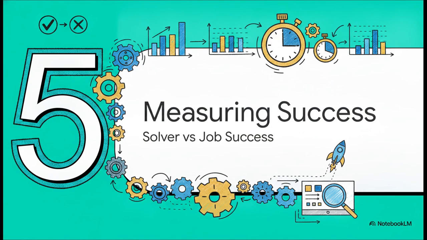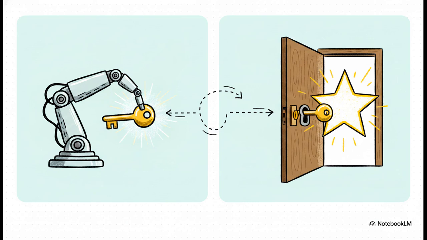Finally, Section 5, measuring true job success, because solver success absolutely does not equal workflow success. Check out this comparison. Solver success just means CaptchaAI returned a token to you. Job success means your downstream workflow actually accepted that token and finished its task. We have to track the critical difference between the solver working and your job actually completing.